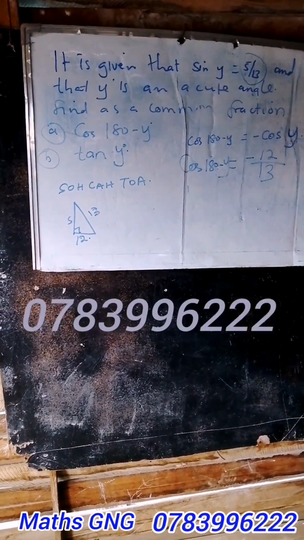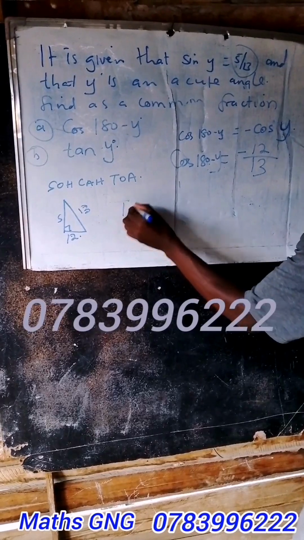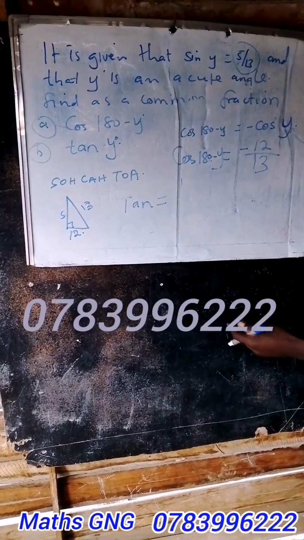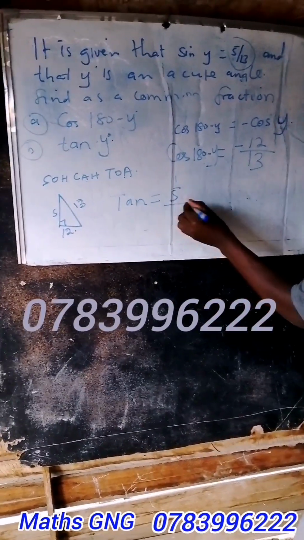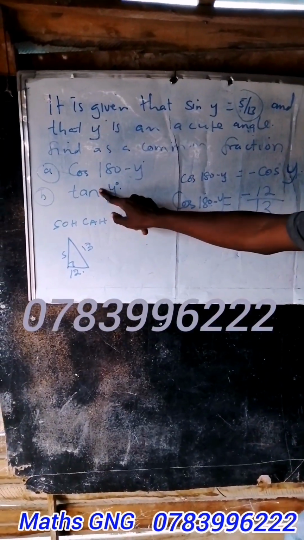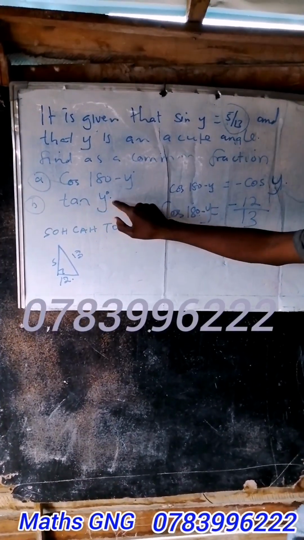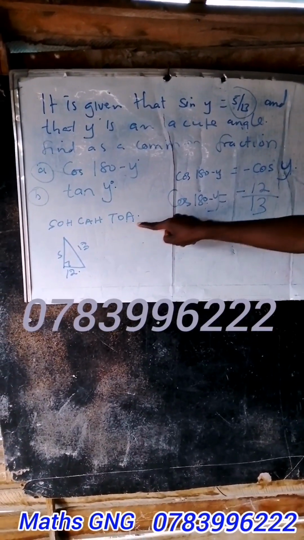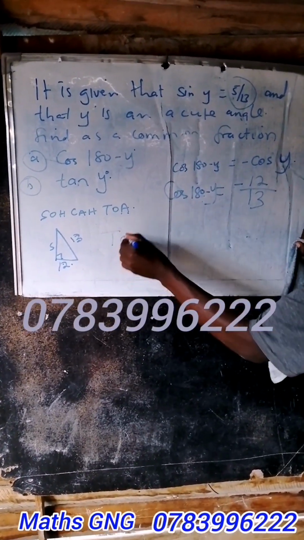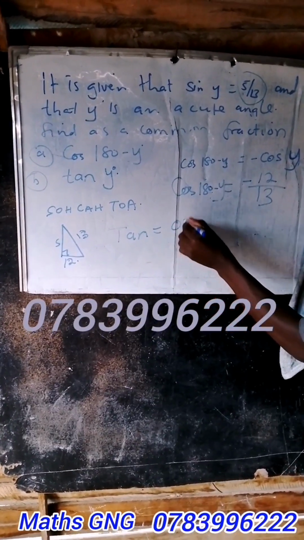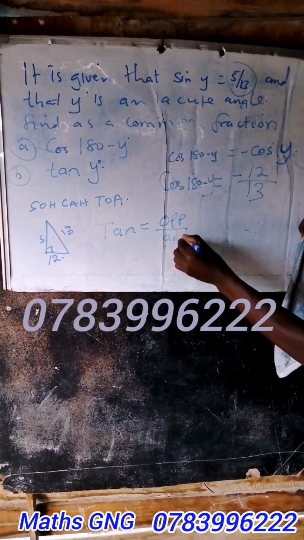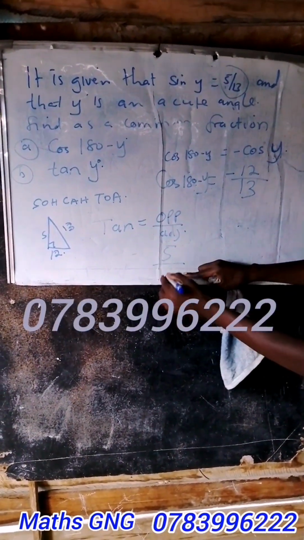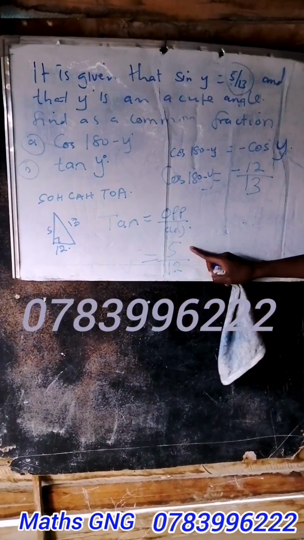What about tan y? Tan is equal to opposite over adjacent. The opposite is 5 and the adjacent is 12. So the value of tan y is 5 over 12.